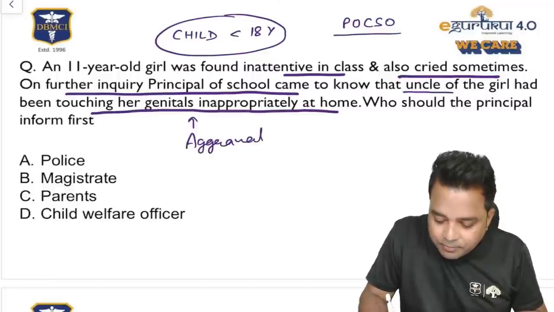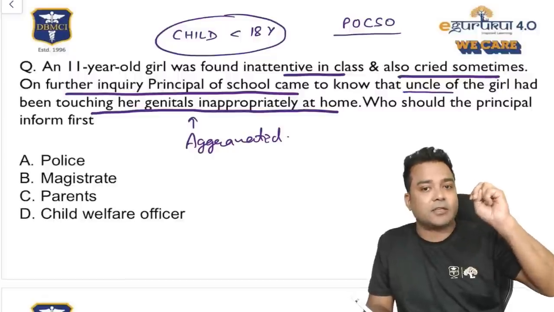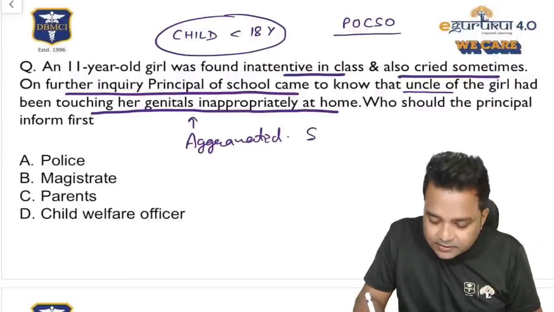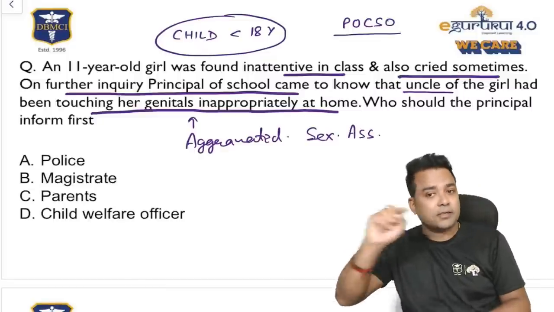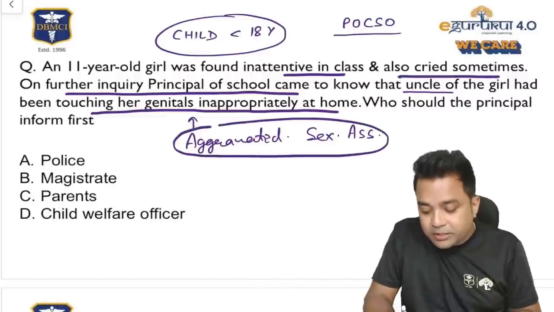But which offense in particular? The offense which the uncle was doing was touching the genitals. This is labeled as sexual assault under the POCSO Act sections. What is this offense which the uncle has been doing? Can be a new question.